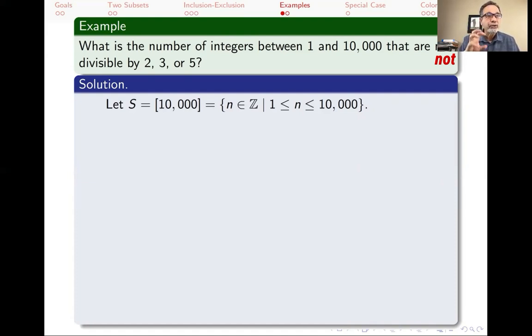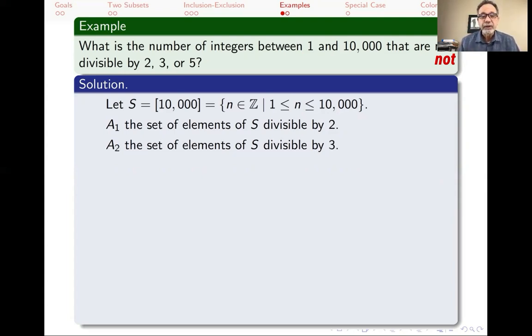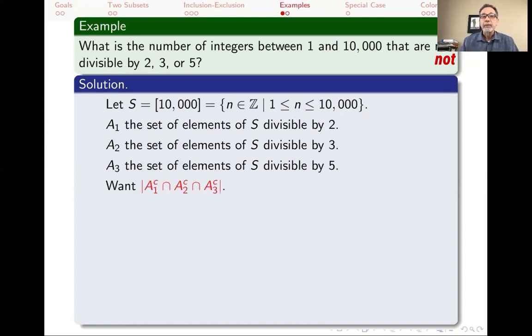Now we have to decide those subsets. So A1 is going to be those elements that are divisible by 2. The sets are going to be the stuff we don't want, because our formula tells us the stuff that are in none of the sets. So A1 is those that are divisible by 2. A2 is those that are divisible by 3. And A3 are those that are divisible by 5. And what we want is A1 complement intersection A2 complement intersection A3 complement, because we want those integers that are in none of these sets, and we want to count those.